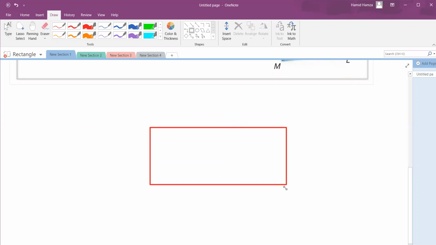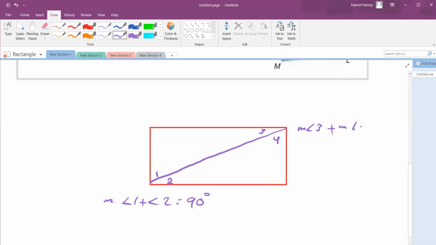So, guys, we will talk about what happens if I draw the diagonals. That means angle 1, angle 2, angle 3, angle 4. The measure of angle 1 plus the measure of angle 2 equals 90 degrees. Also, the measure of angle 3 plus the measure of angle 4 equals 90 degrees.